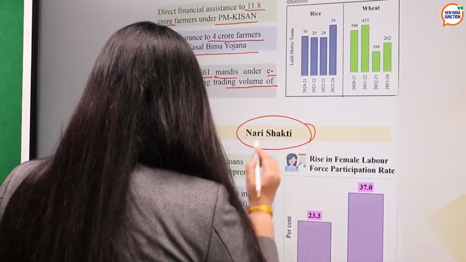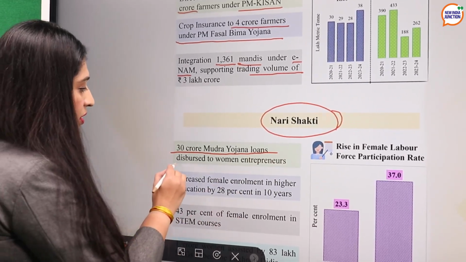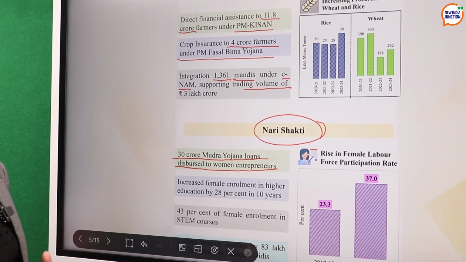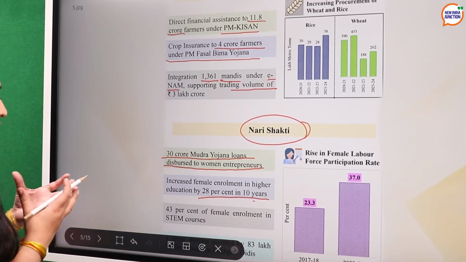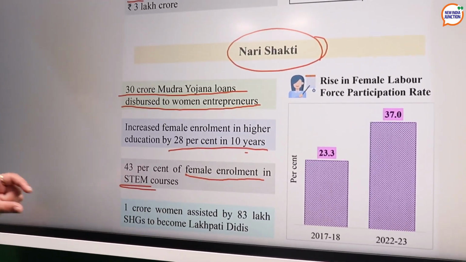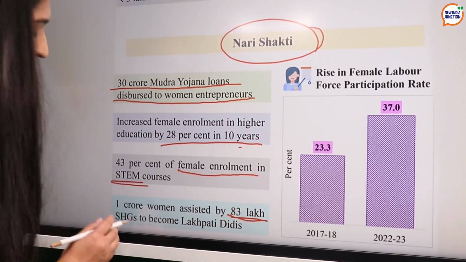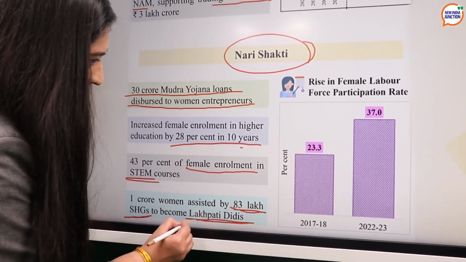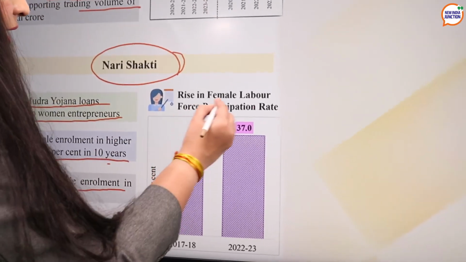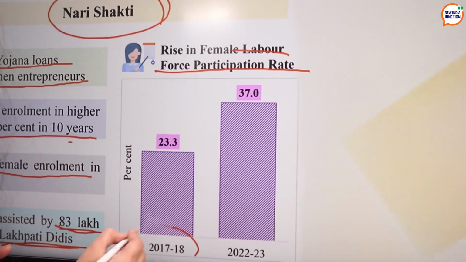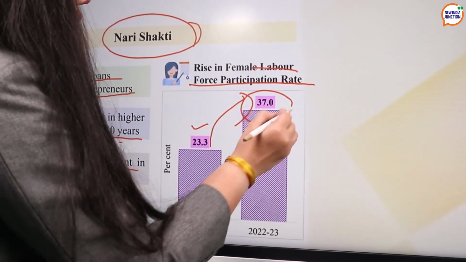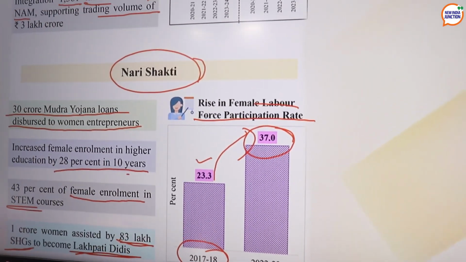Also, when we look at Nari Shakti, 30 crore Mudra Yojana loans disbursed to women entrepreneurs. Also increased female enrollment in higher education by 28% in the last 10 years. Not only this, but also 43% female enrollment in STEM courses and 1 crore women assisted by 83 lakh self-help groups, SHGs, to become Lakhpati Didis. So now let's look at this graph which shows the rise in the female labor force participation rate. In 2017-18, it was somewhere around 23.3%, which has increased to 37% in the financial year 2022-23.